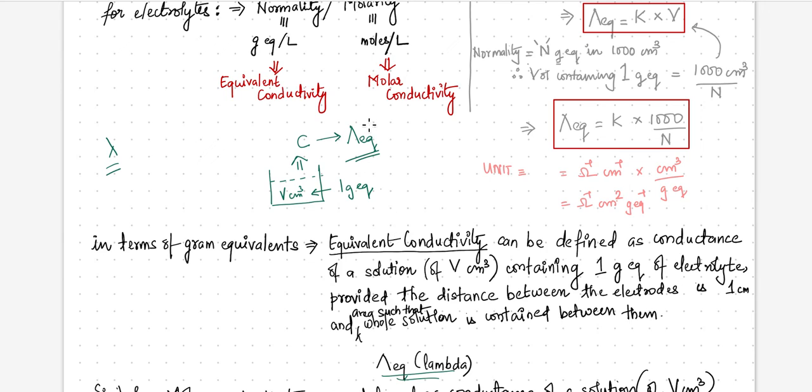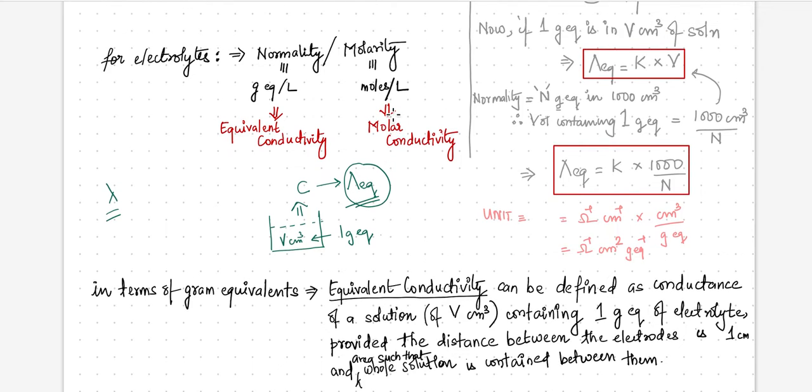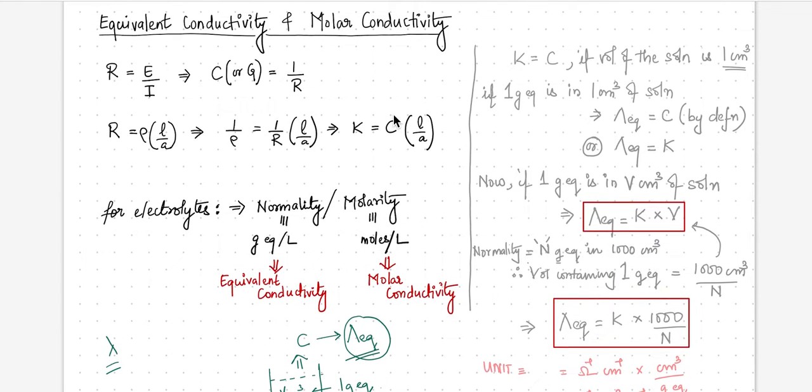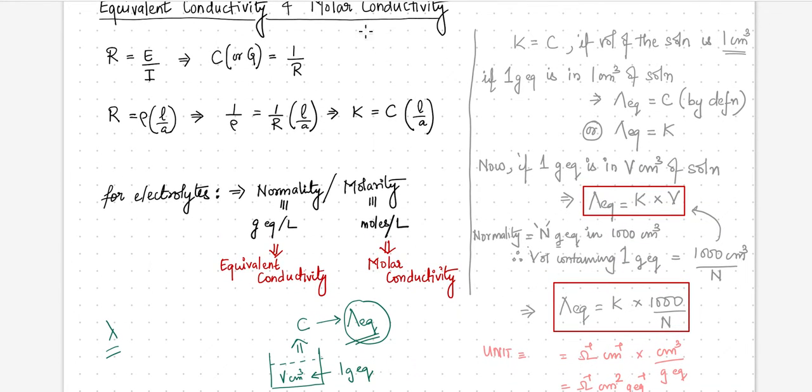So here we need to relate this lambda EQ to the parameters which we can actually measure. So how do we come to that particular expression? You don't need the derivations, but you should understand how you get the equation. So let's look carefully at the definition and try to understand the expression.